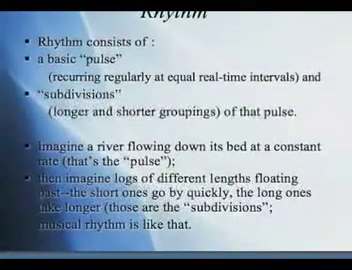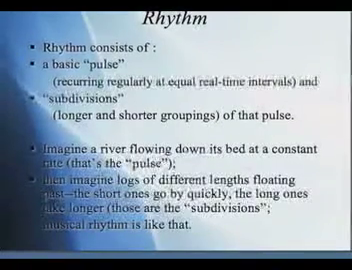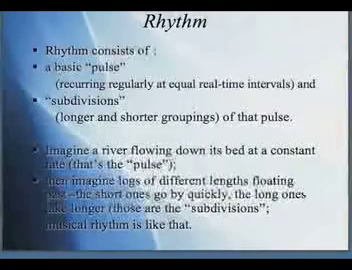So, rhythm consists of a basic pulse, a regularly recurring at equal time intervals pulse, and subdivisions of that pulse, longer and shorter groupings. Imagine a river flowing down its riverbed at a steady state. That steady state is the primary characteristic of pulse. It's steady, it's the same. So the river going down the riverbed is the pulse.